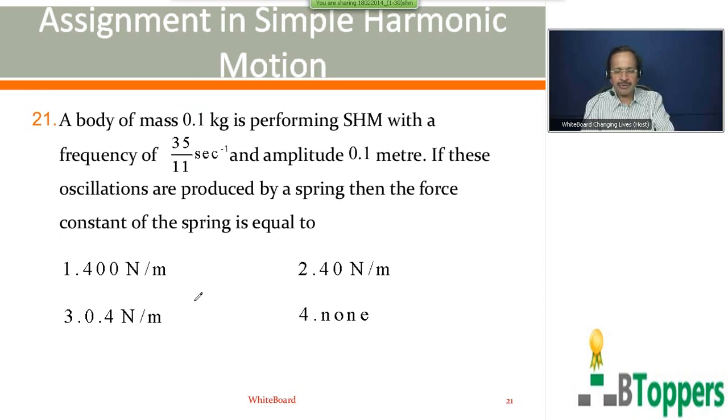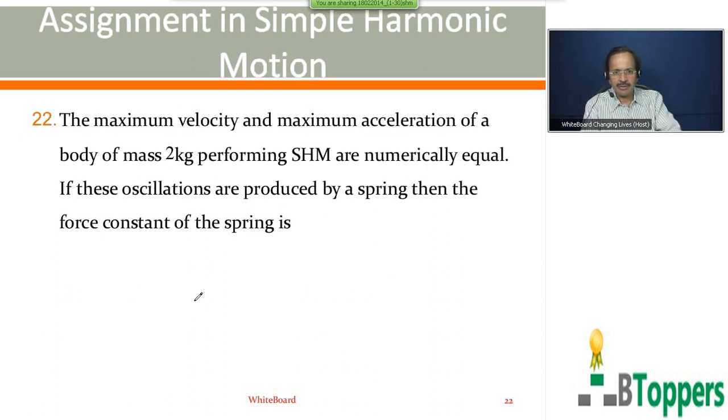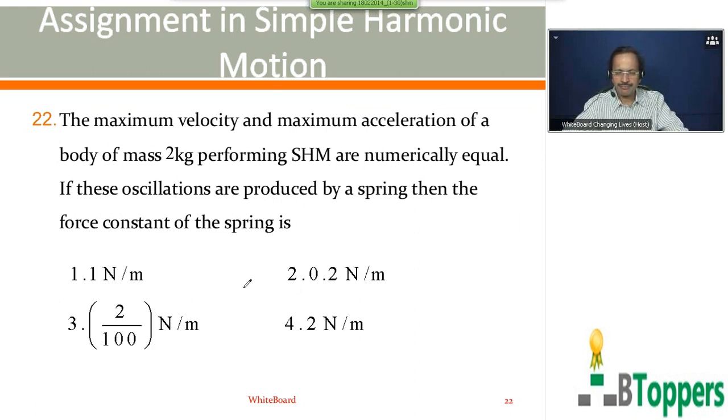Come on, I'm going to show you the next question on screen. Look at the question number 22 here. The maximum velocity and maximum acceleration of a body of mass 2 kg performing simple harmonic motion are numerically equal. If these oscillations are produced by a spring, then the force constant of spring is. I have given 4 options on screen. Come on, take a pause and try the question.